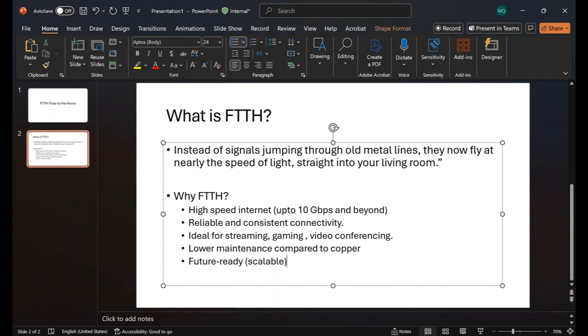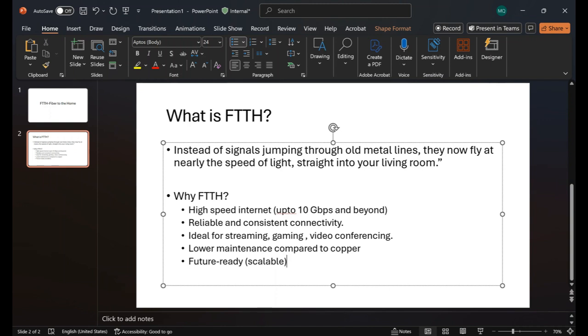Think about your daily internet usage. For example, YouTube, Netflix, Zoom calls, online classes, all these need fast, stable internet. With FTTH, we are not just solving today's problems, we are preparing for 10 to 20 years of data explosion.